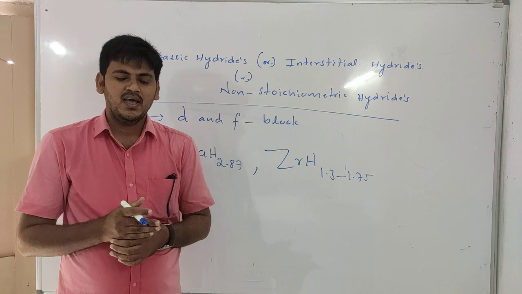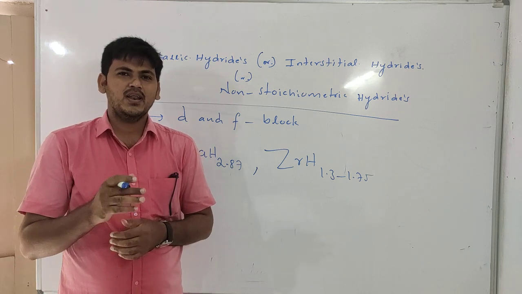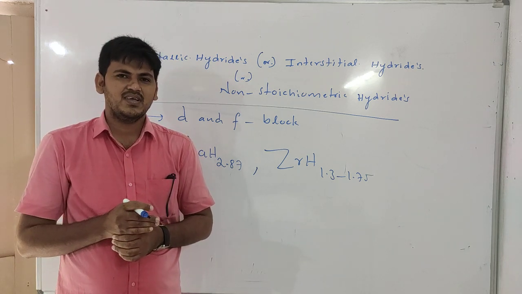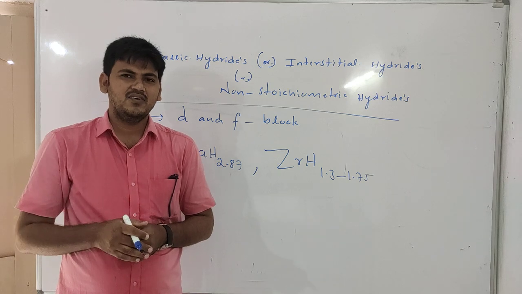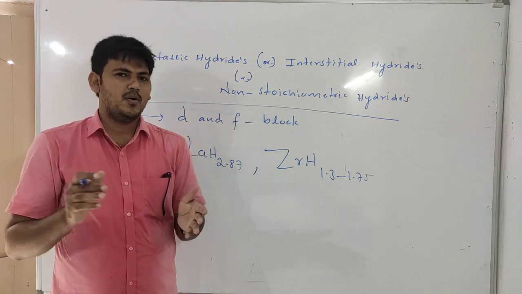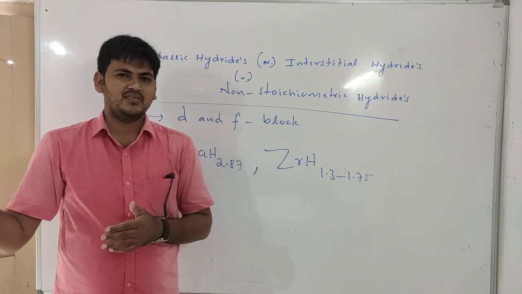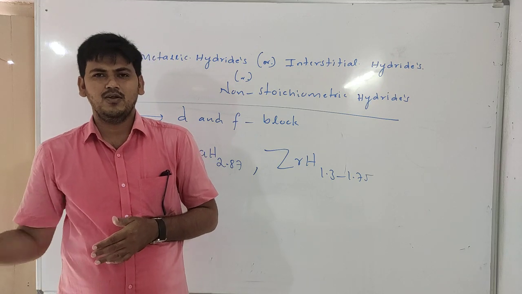Next, heavy water. Heavy water formula D2O and chemical properties of heavy water. Next, hydrogen peroxide, formula H2O2. Preparation and properties of hydrogen peroxide. Oxidizing properties of hydrogen peroxide. Reducing properties of hydrogen peroxide.